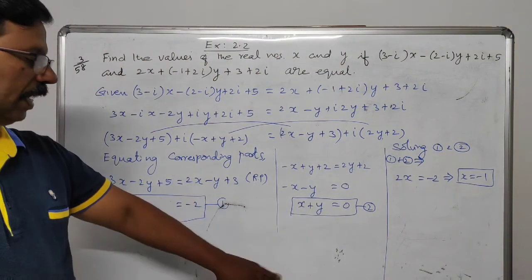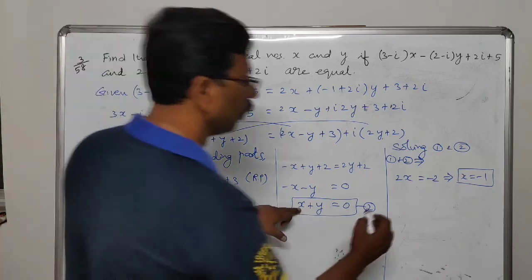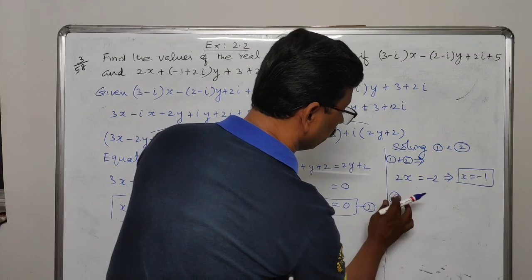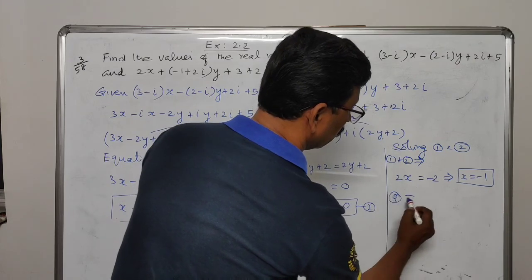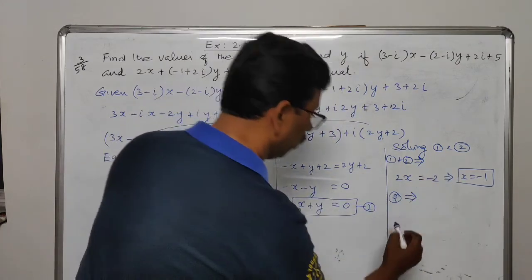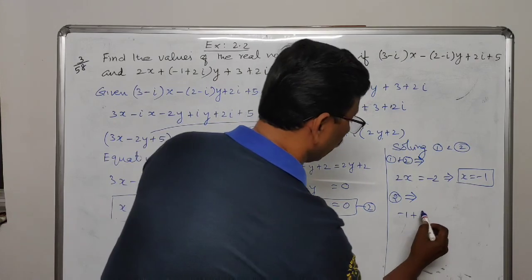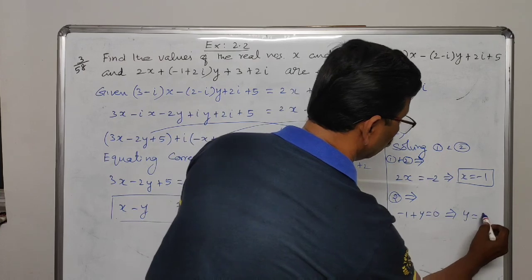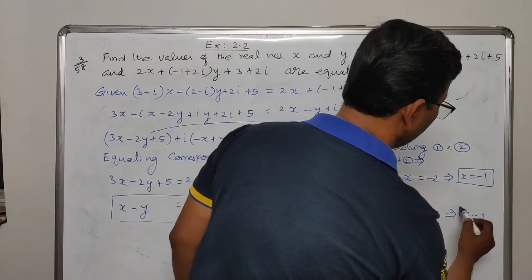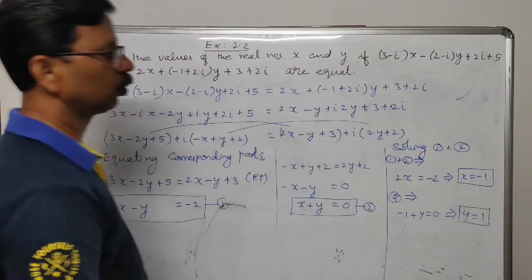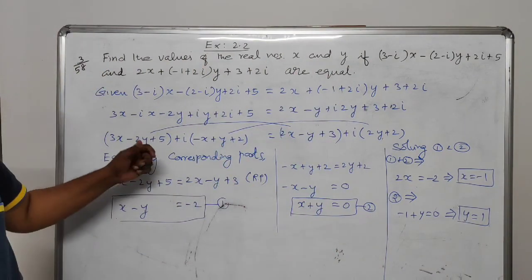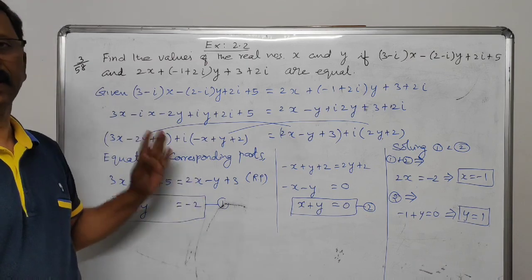If you put x equal to minus 1, you can get the value of y. Therefore, substituting x equal to minus 1 in equation number 2, what is the x value? Minus 1 plus y equal to 0 means we can say y is equal to 1. Therefore, the values of x and y are minus 1 and plus 1. Likewise, we can solve this. Likewise, we have one more example sum that you can practice for yourself.